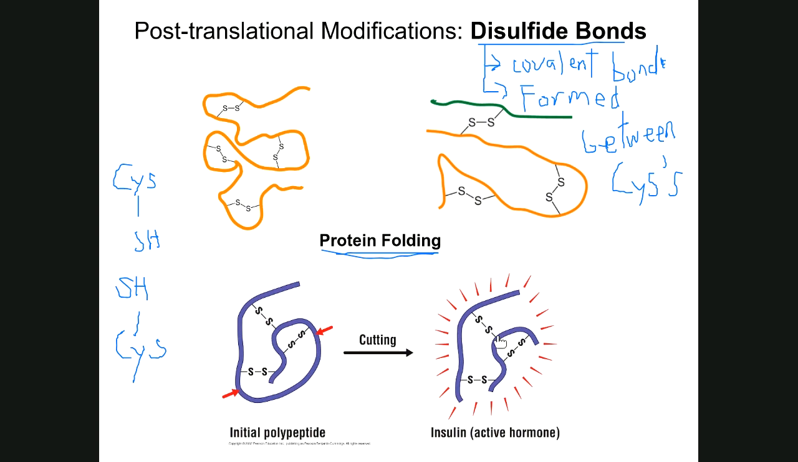But notice you have multiple disulfide bonds to help this polypeptide fold into its correct shape. In other words, they help the protein fold into its correct shape to where now we not only have insulin, but it's active, it's functional, it's ready to do its job.